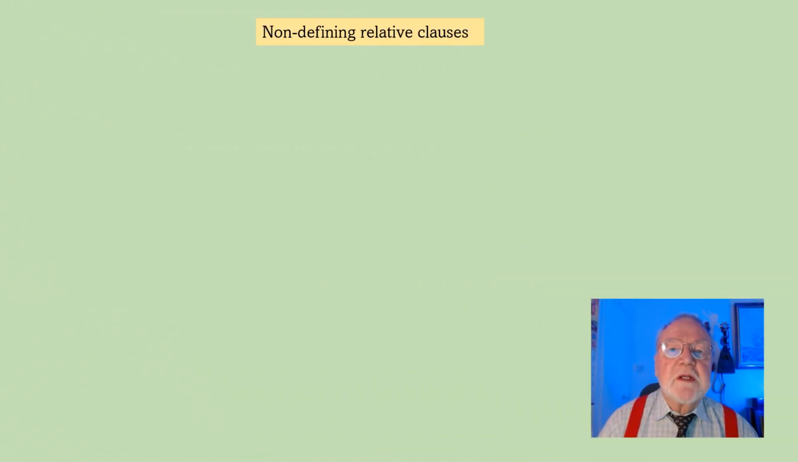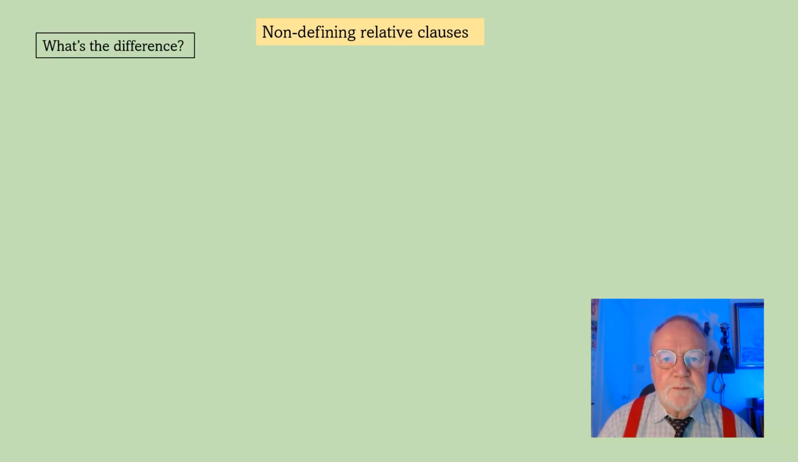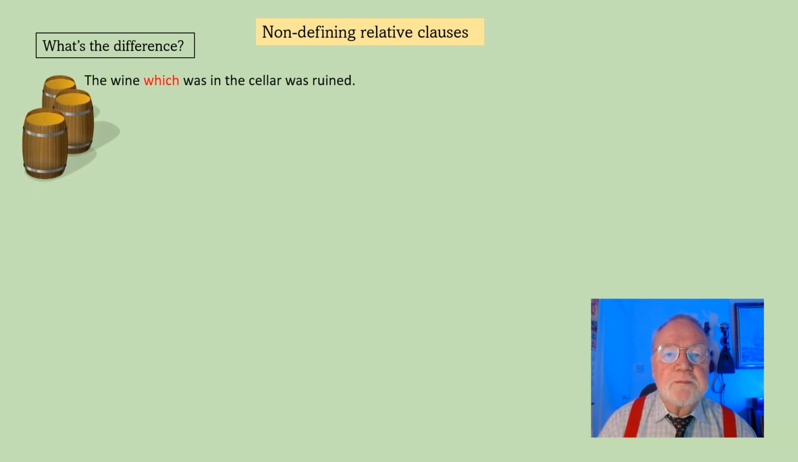What's the difference between a defining and a non-defining relative clause? Let's look first at a defining relative clause. The wine which was in the cellar was ruined. Do we mean all of the wine or some of the wine? Well, because which was in the cellar was ruined defines the wine, we only mean some of the wine. The wine which was in the house wasn't ruined.